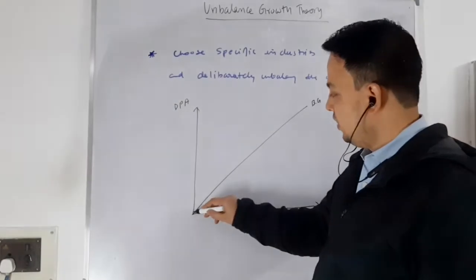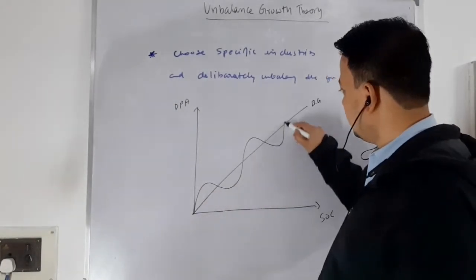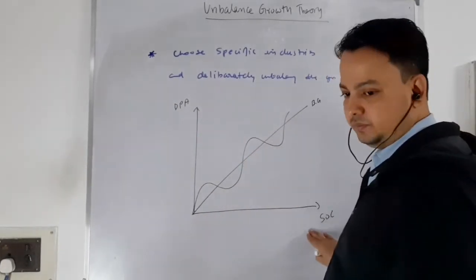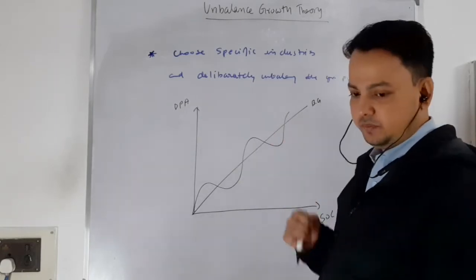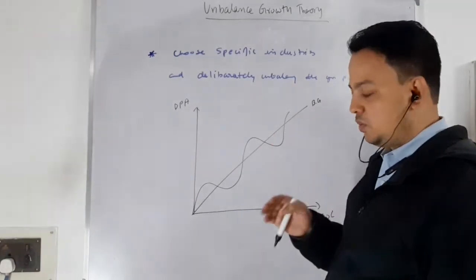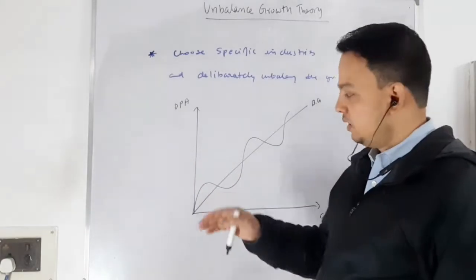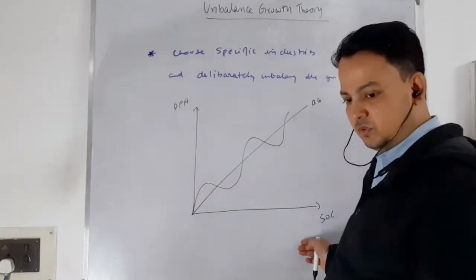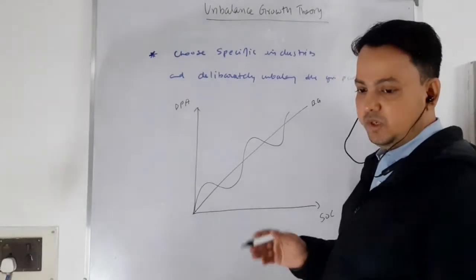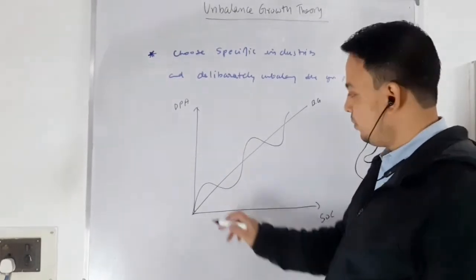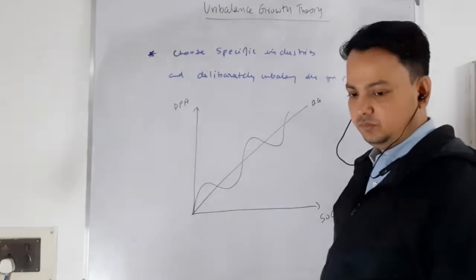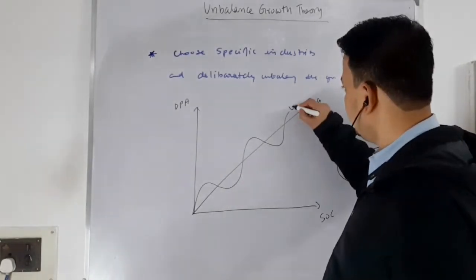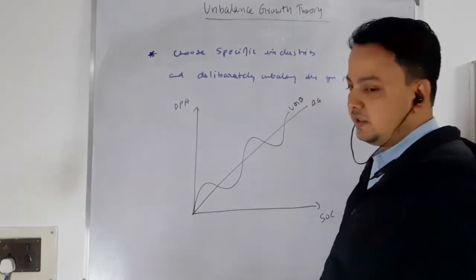We need to focus on any one of the two first, then later the other will catch up. So by deliberately unbalancing, creating disproportion, creating tension between these two, what will happen? We can develop this underdeveloped country on the path of balanced growth. So this is the unbalanced growth path. Why is this the case?